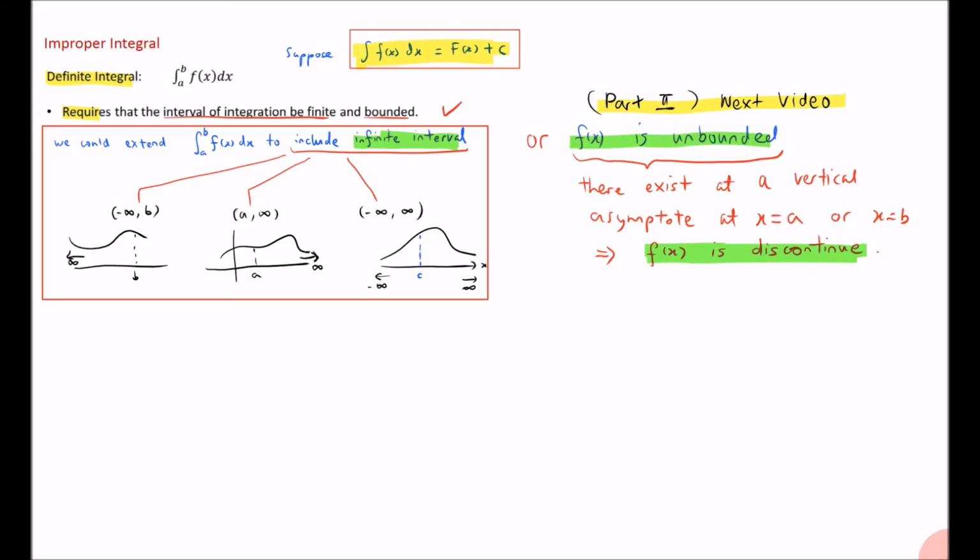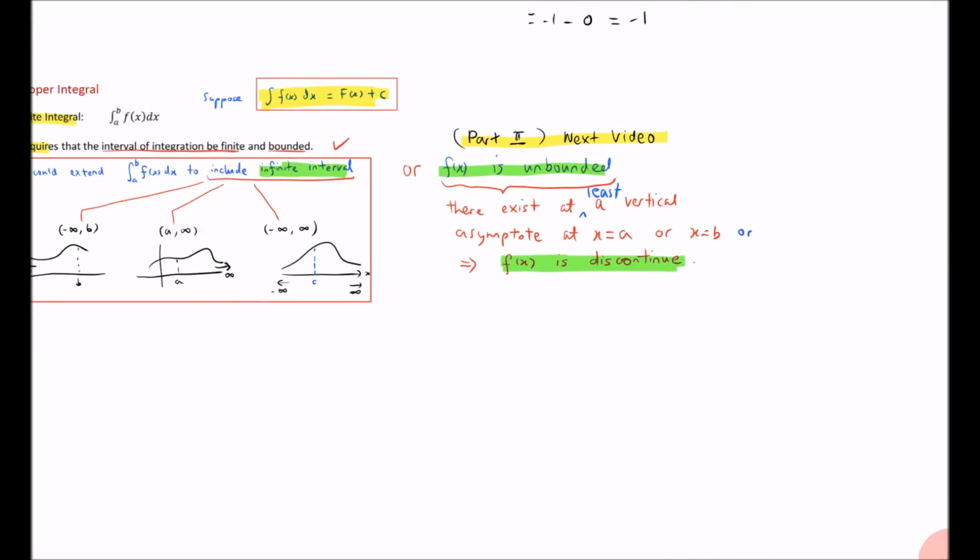So there exists at least a vertical asymptote at x equals a or x equals b, or there's one more possibility, x equals c. Where c is in between a and b, whereas a is less than c and c is less than b. So that means c is somewhere between the interval of integration.